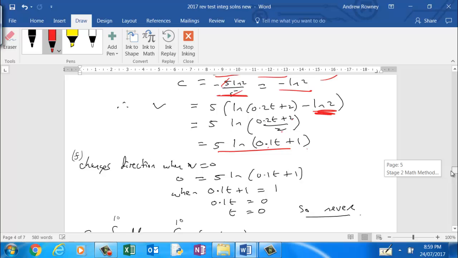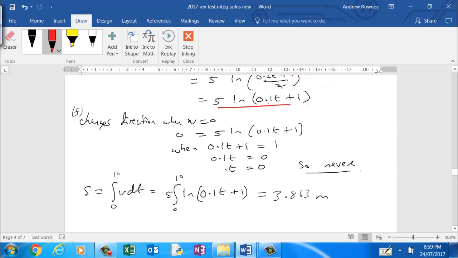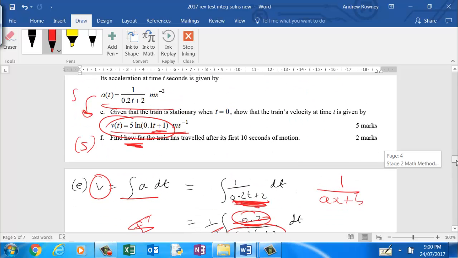So to integrate that here, we're going to do the integral of this velocity function, 5 ln 0.1 t plus 1. And because we're not going to integrate ln, we don't know how to do that, but we don't need to because we can use fn int in the graphics calculator. Now it does say in the first 10 seconds.